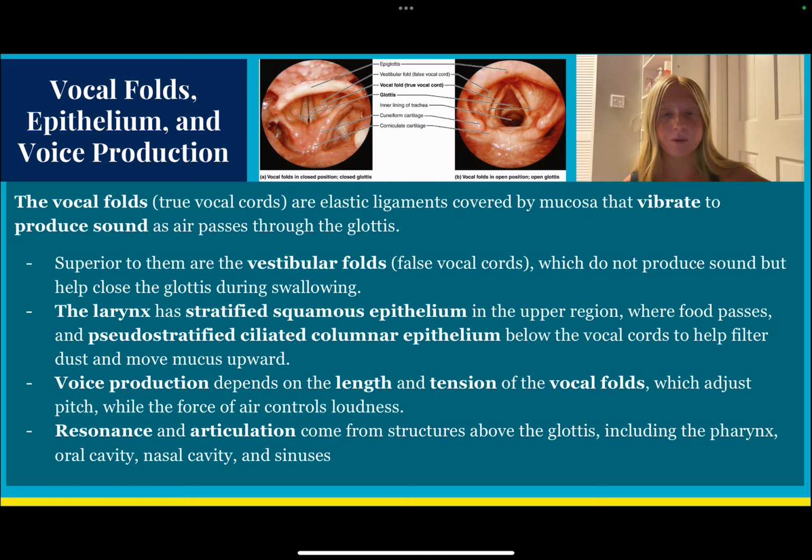The larynx has stratified squamous epithelium in the upper region where food passes, and pseudostratified ciliated columnar epithelium below the vocal cords, and this helps filter dust and move mucus upward. Voice production depends on the length and tension of the vocal folds, which adjust the pitch, while the force of air controls the loudness.